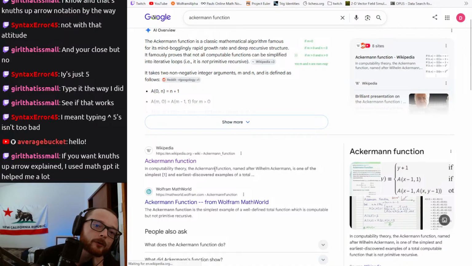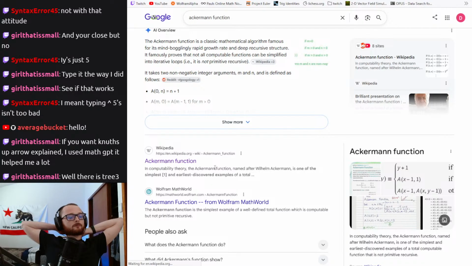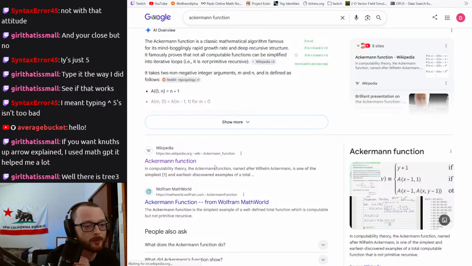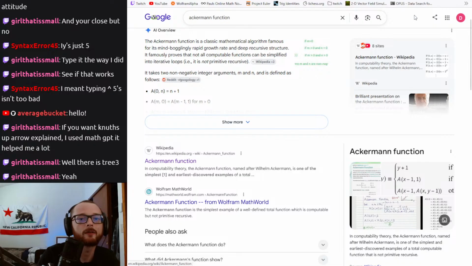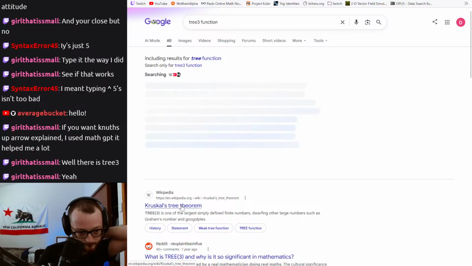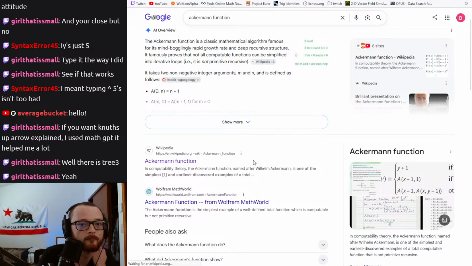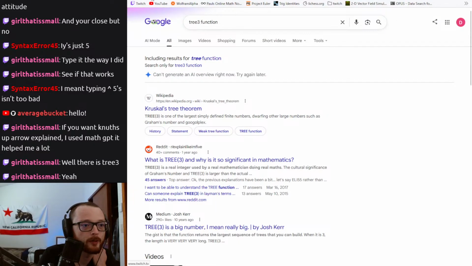Come on, Wikipedia, please load. Oh, is tree 3 another, like, fast-growing one? Okay, Wikipedia doesn't feel like loading. Does this Wikipedia feel like loading? No, it doesn't. Annoying.